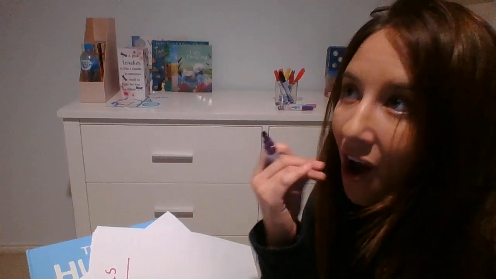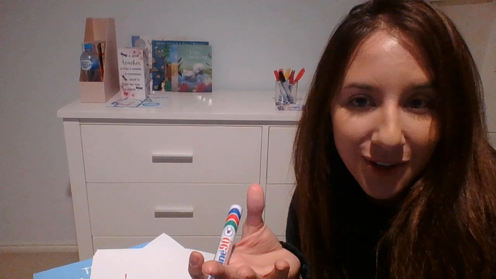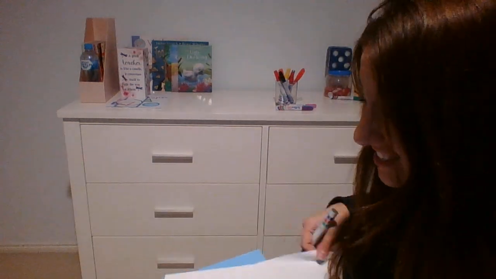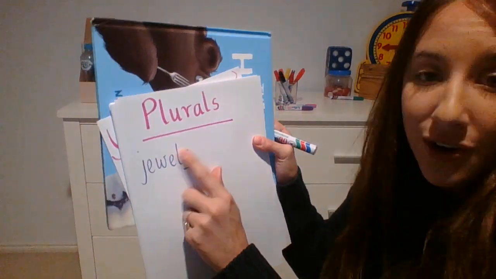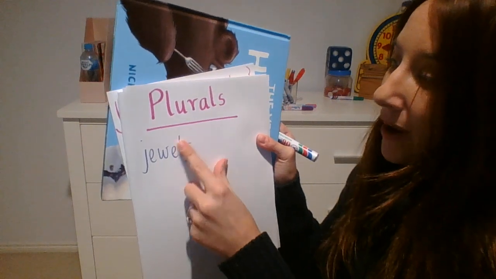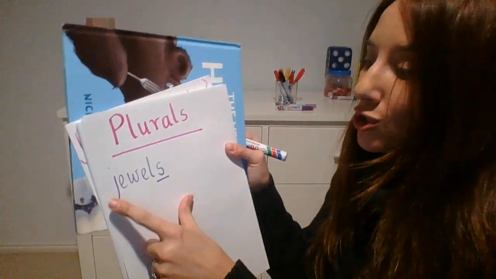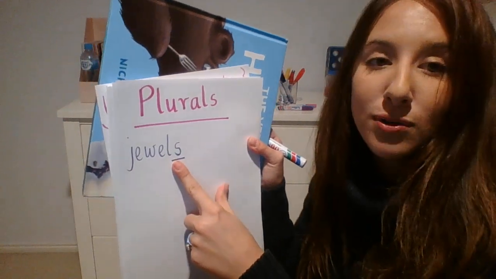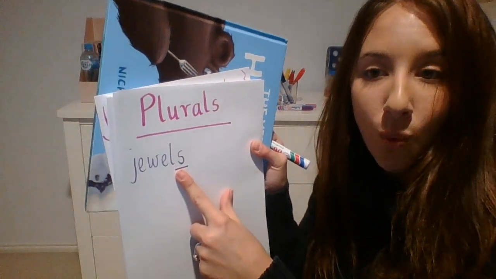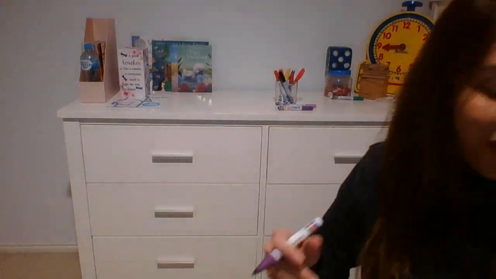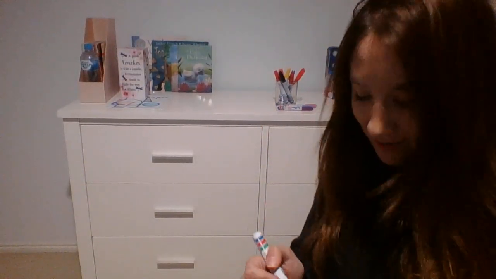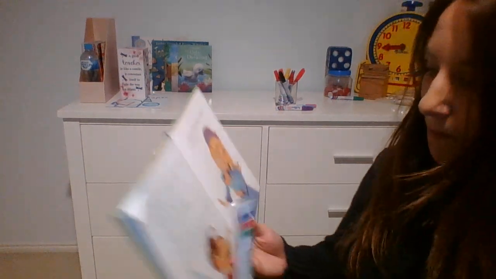Okay, I've got jewels. Now I'm going to take the S off. Jewel. Okay, I know that the word jewel is a word, which means that S on the end of that word has made this word a plural. Okay, so jewels is a plural. There is more than one jewel. Okay, let's read on and see what other plurals we can find.